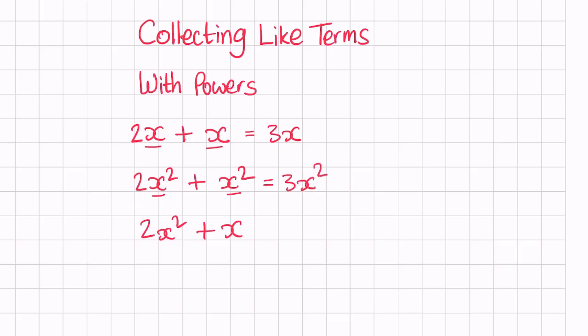On the third example, we have 2x squared plus x. Now, the first term is x squared and the second one is just x. They don't have the same power. One of them is a power of 2, one of them is a power of 1. Because there are no powers, we have 1. Now, because they have two different powers, we cannot add them together or even subtract them. So we're going to leave it as it is, which is 2x squared plus x.